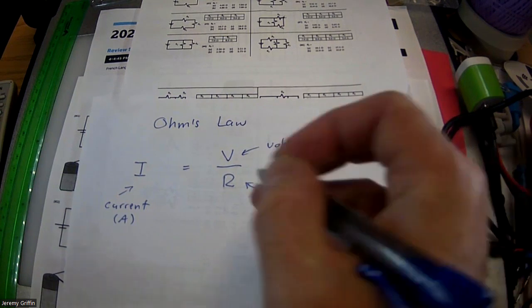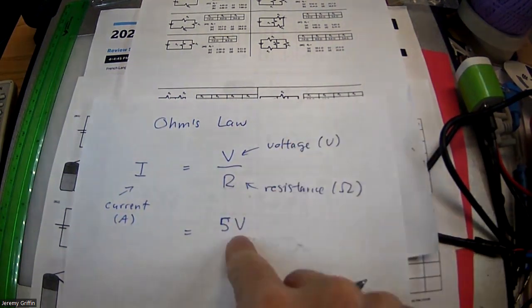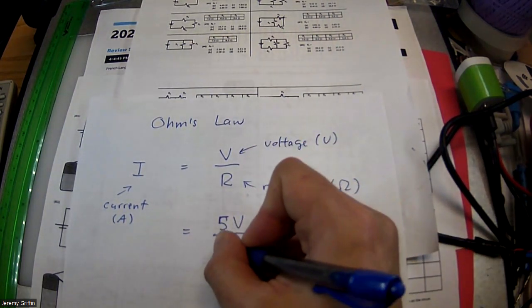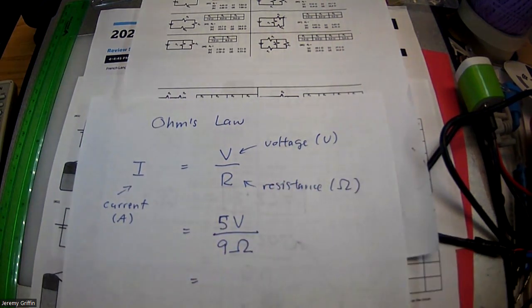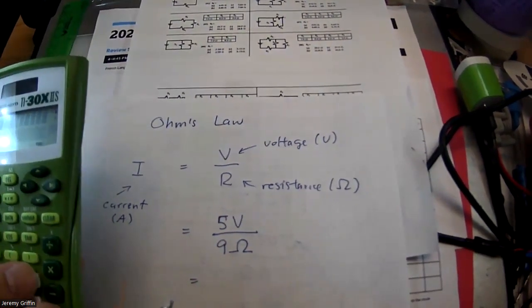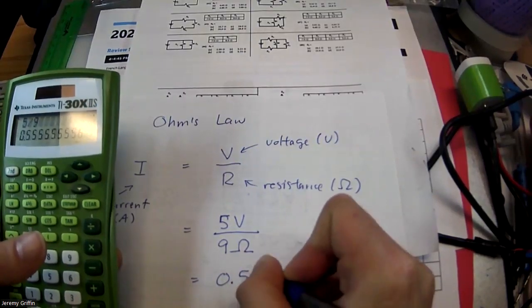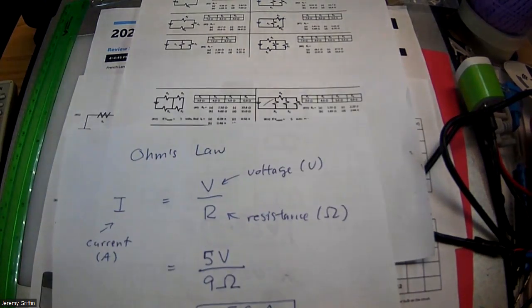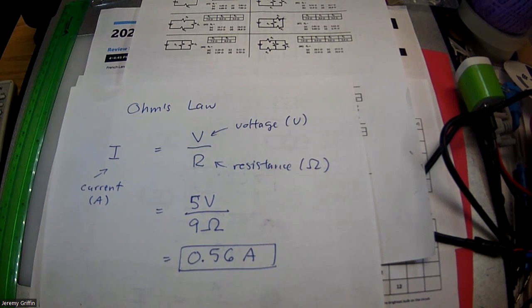Okay. I'm going to pop in my numbers. I know I have 5 volts supplied. Actually, I think everybody has 5 volts. You guys got 5 volts, right? Yes. And my total resistance is 9 ohms. So divide that out. I have this many amps. And that is an answer choice, so I am good to go. You guys good? Number 9, number 10?